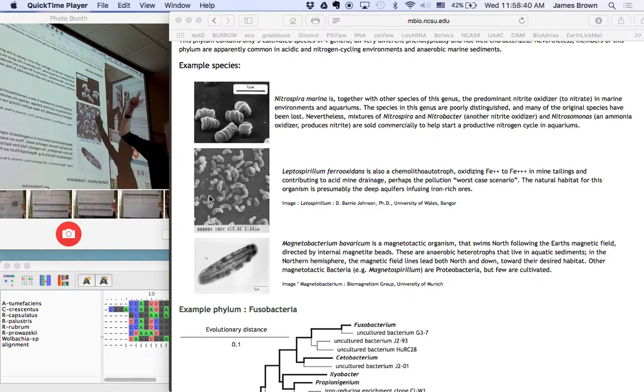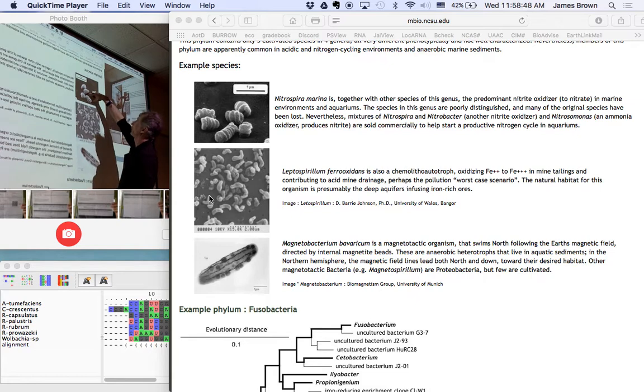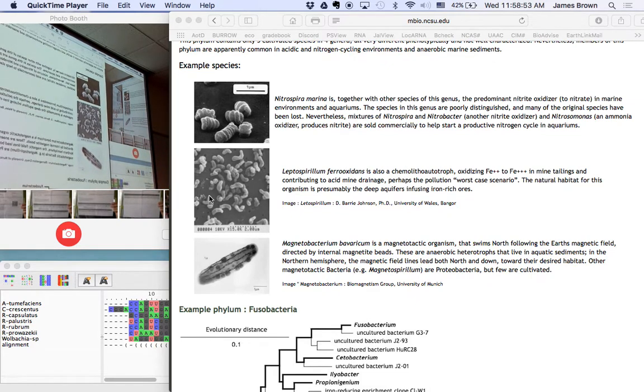It's a really tight helical organism, usually under a microscope. This looks like a rod because they're pretty small. This is a micron right here, so this looks like a short rod under a light microscope. Leptospirillum is an iron oxidizer, also found in acid mine drainage. But here's Magnetobacterium. Most magnetobacteria are alpha proteobacteria. This one is unusual. Magnetobacteria are really cool.